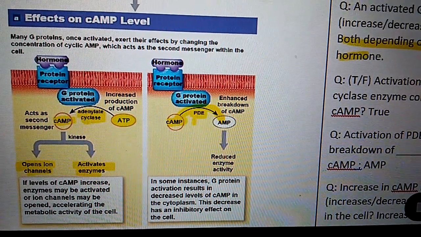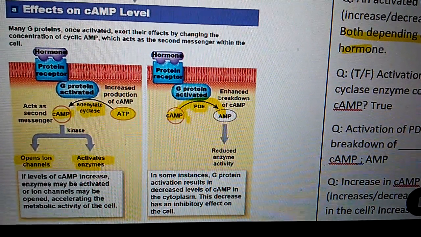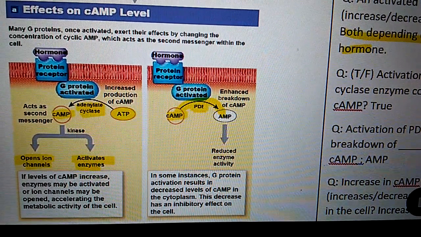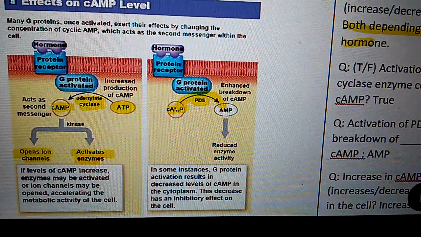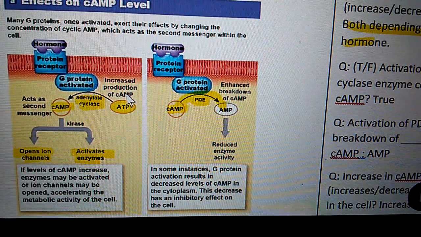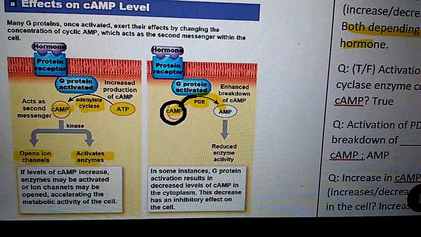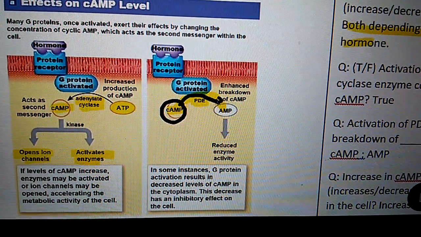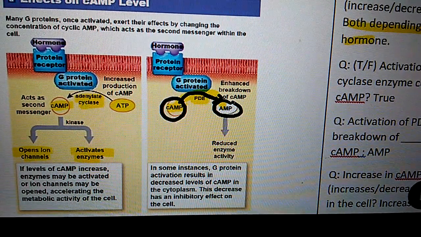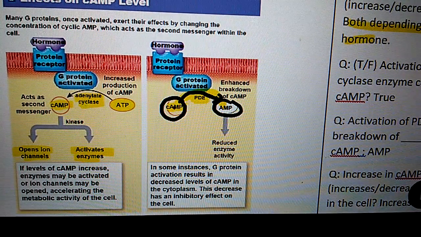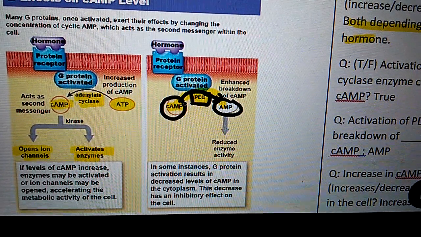Does PDE increase or decrease cyclic AMP levels inside the cell? It decreases. Just to review, cyclic AMP is being broken down into AMP, which means you're not going to have as many. If it's being broken down, you're going to get less cyclic AMP in the cell. What enzyme is responsible for doing that? PDE. Okay.